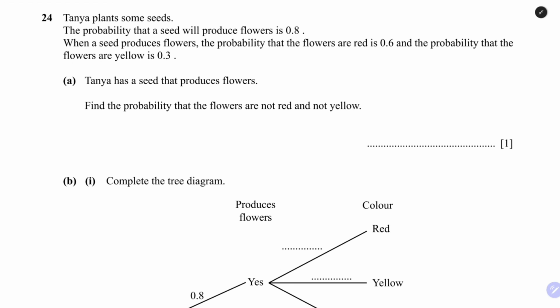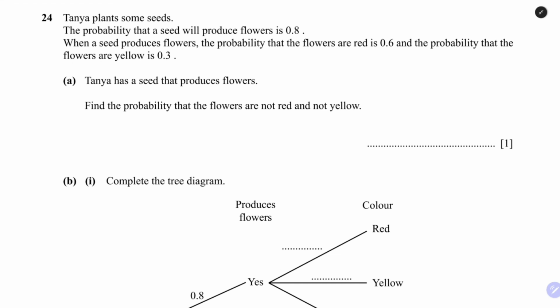Let's get right into this question on probability. Tanya plants some seeds. The probability that a seed will produce flowers is 0.8. When a seed produces flowers, the probability that the flowers are red is 0.6 and the probability that the flowers are yellow is 0.3. Tanya has seeds that produce flowers. Find the probability that the flowers are not red and not yellow.